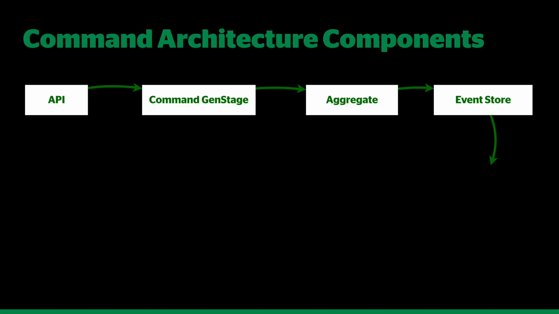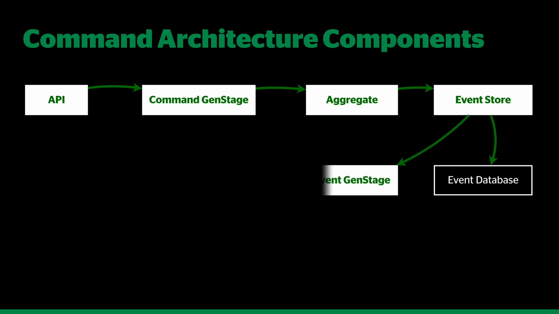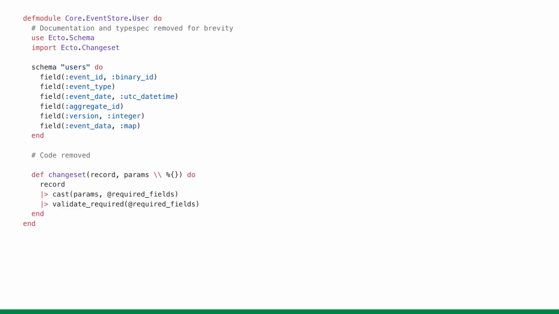So the task of the event store is first to persist the event, of course, and the other one is to tell the event handler, that's the event stage, a new event happened. The event itself is an Ecto schema, but now it's associated with a database. It's not embedded. So there is a user table that holds all events for all user aggregates. How many events for the user do we have? In the game, we have like 5 events. But user register is just one of them.